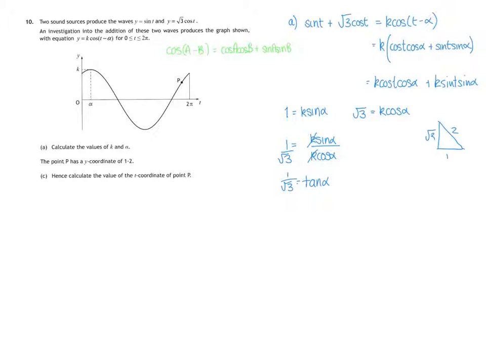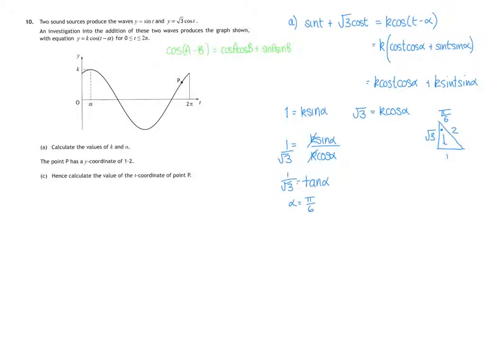So we know from our exact value triangles, where we've got 2, 1 and root 3, that tan is opposite over adjacent, so it's going to have to be this angle in here. That's 30 degrees if we're using degrees, but we need it in radians, so 30 degrees is in fact pi over 6 radians. So we know that alpha must be pi over 6.